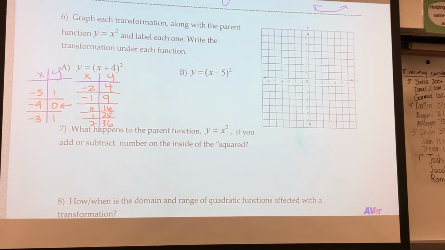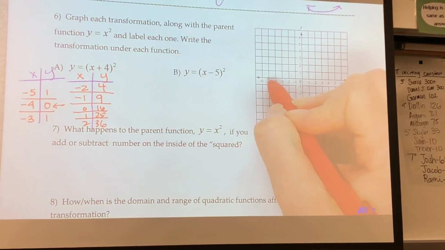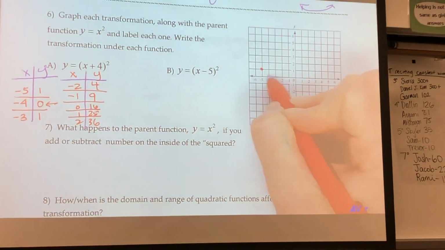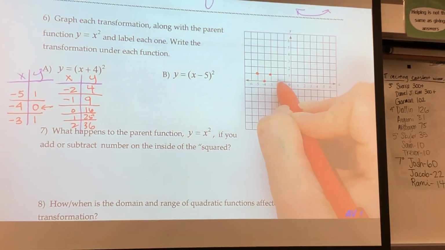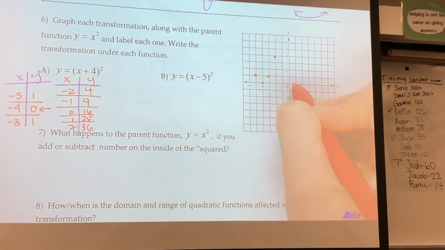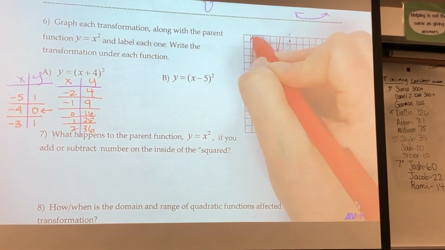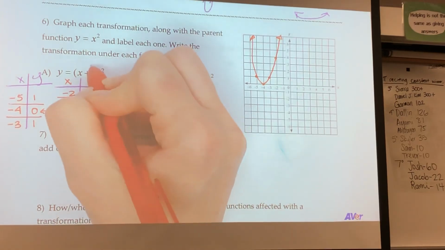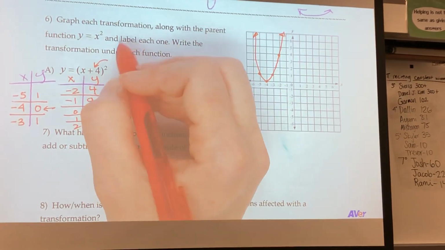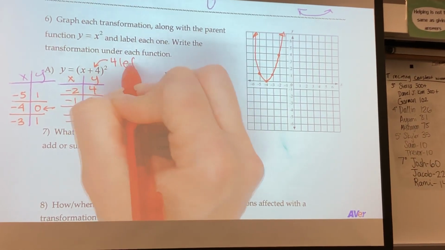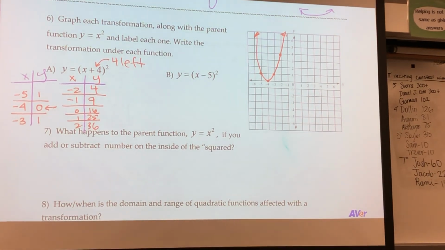So if I were to graph this, I'm actually going to think about these ones I could put on the graph. So I'm going to start at negative 5, comma 1, negative 4, 0, negative 3, 1, negative 2, 4, and so on and so forth. So here is my graph. What did it do? So this negative 4 shifted the graph to the left, exactly. Trying to make you think about it. Can you already predict what the other one will do?